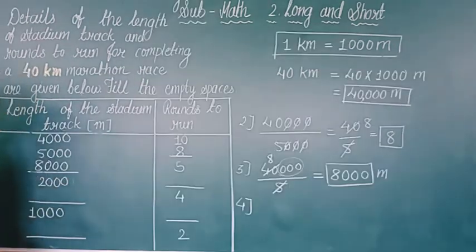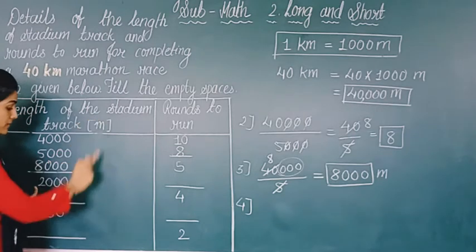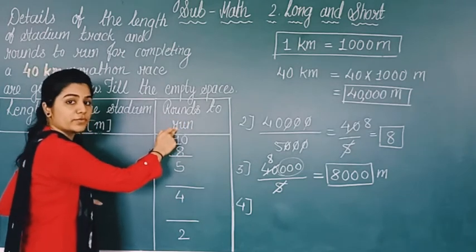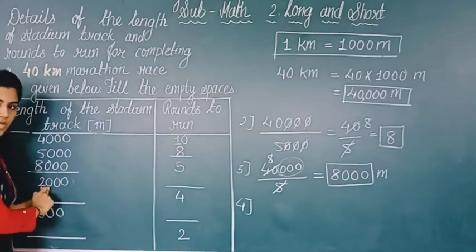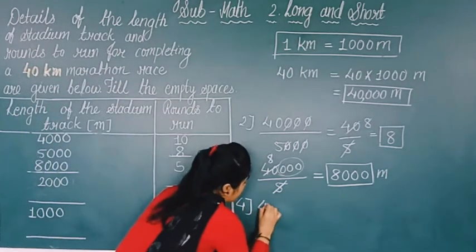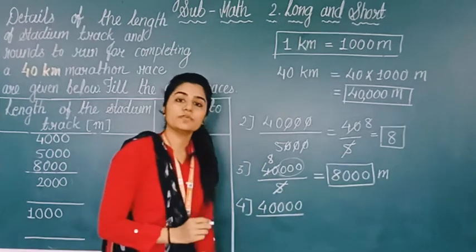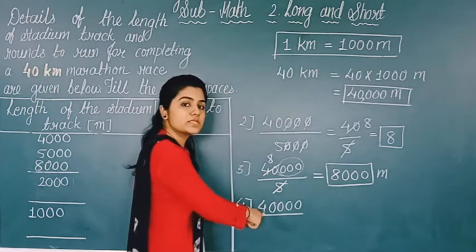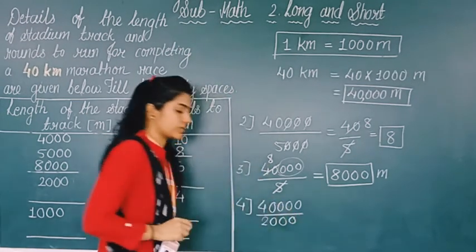Now let's do this number 4, right? In number 4, this area of this stadium track is given, right? But we don't have this measurement of this rounds to run. So we have to find this rounds to run. Now we are taking this 2,000. But every time we are mentioning this 40,000 in the place of numerator, because this 40,000 is our common area of our stadium. Now 40,000 we are dividing with this 2,000, right?